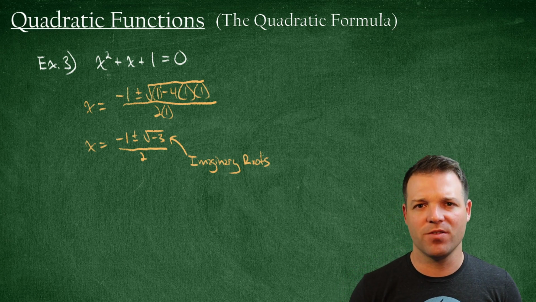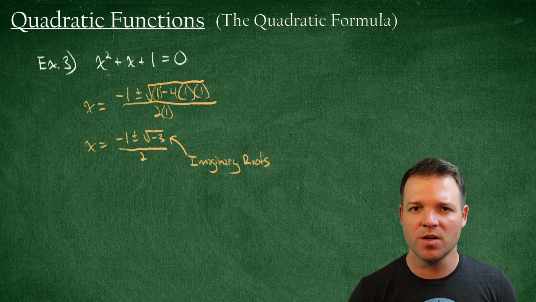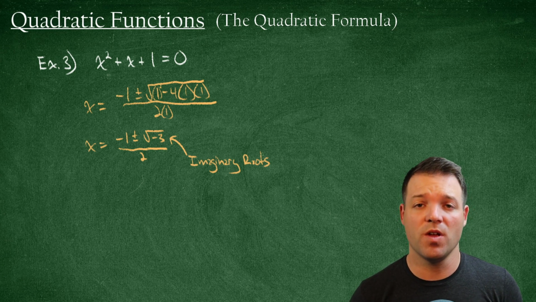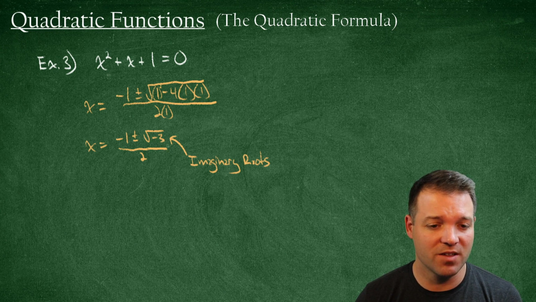Yeah, we just don't have those. I don't really have a good answer for that. We just do not classify imaginary numbers as rational or irrational. They're just imaginary. That's it. Okay? But either way, there is one thing I can do here.